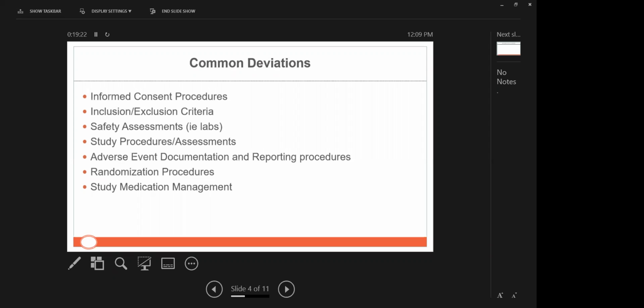Next are safety assessments. What I'm referring to there are maybe labs that were missed, or labs that the patient was not able to complete. And it's not just labs, we're talking about maybe vital signs, maybe ECGs, depending on the protocol and what's considered a safety assessment. If these are missed, they could potentially put the patient at risk or in harm's way, and we want to try and avoid those. So these are definitely deviations to pay close attention to.